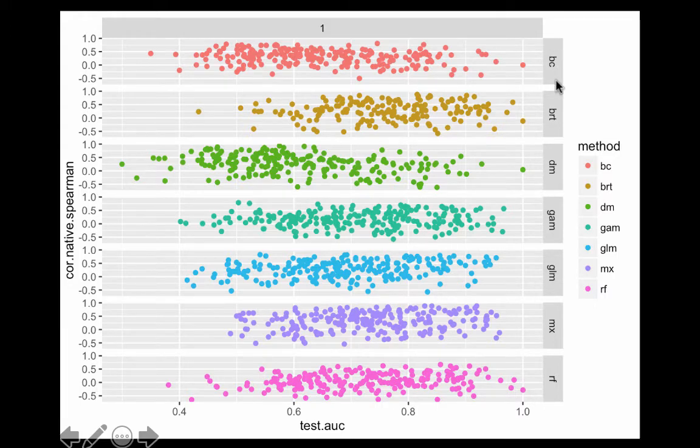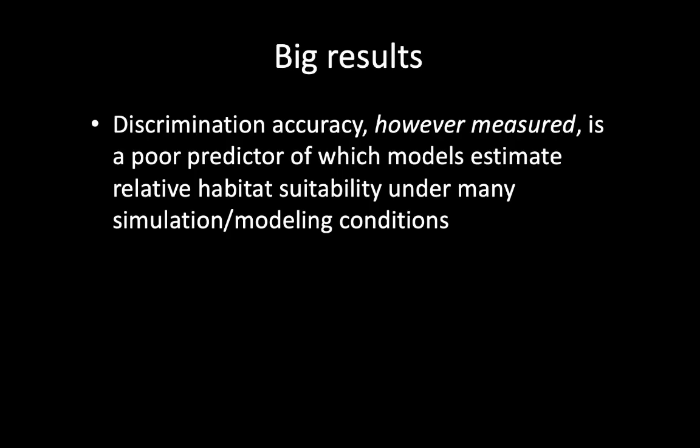This is based on, what is it? It's like 1,500 models for 300 simulated species, or I don't know. It's a large study. It took months to run. That's a problem, because it says that discrimination accuracy, regardless of which discrimination metric you like, is a poor predictor of which models accurately estimate the relative quantitative suitability of habitat. I put an asterisk for, like, under these simulation conditions, right? And I want to get to what I mean by that.